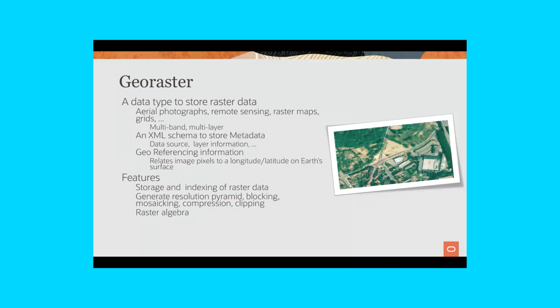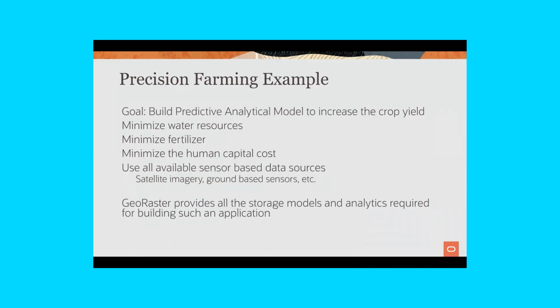We provide all of the indexing mechanism and everything required to be able to access the data very quickly. And then on top of that, we also provide a bunch of analytics. One example is this precision farming example. In precision farming, you take the satellite imagery for crops. By analyzing the satellite imagery for the crops, you can understand which parts of the farm are getting enough fertilizer, or which parts of the farm need more watering and things like that. All of this is done by analyzing the data.